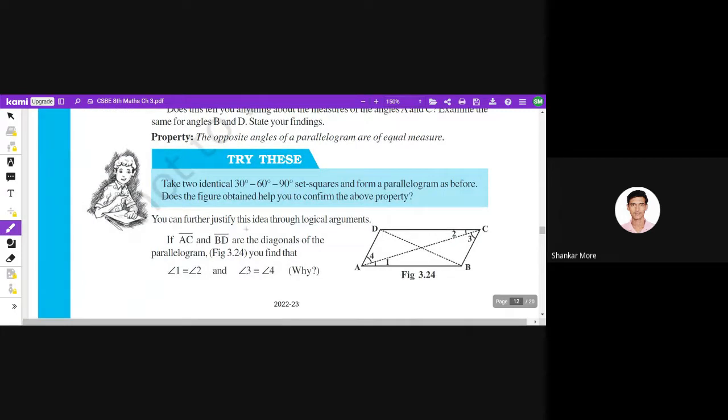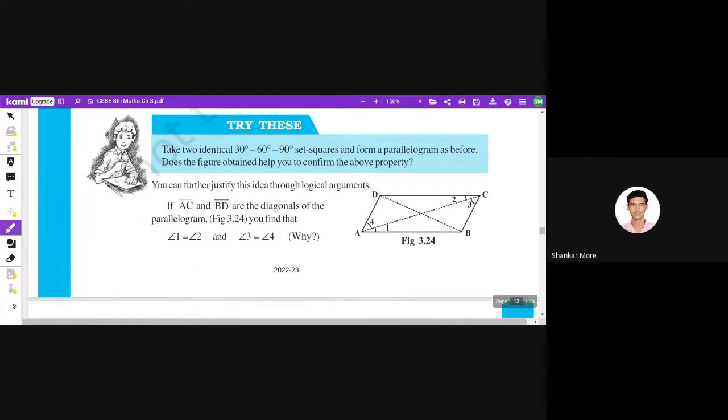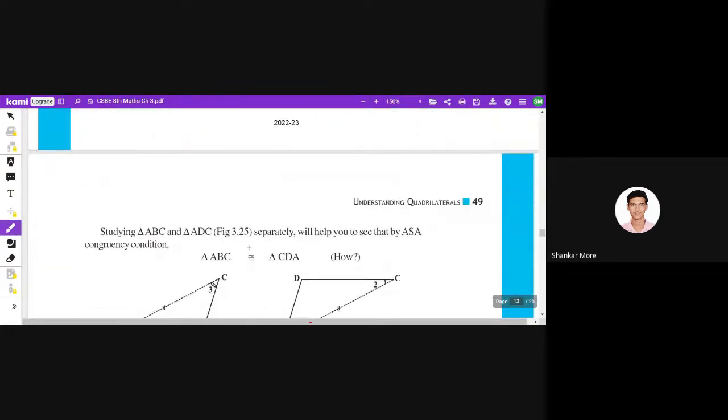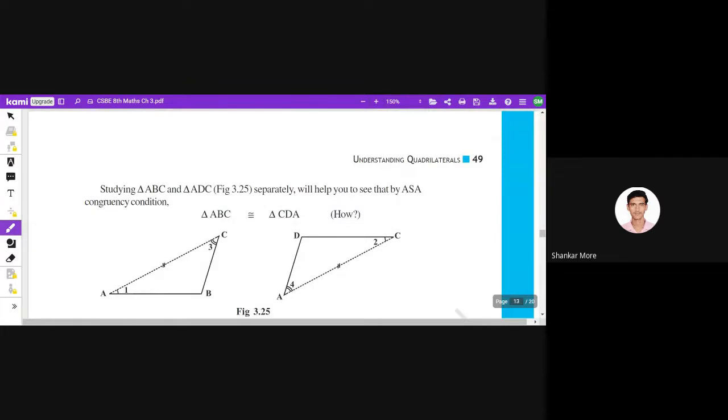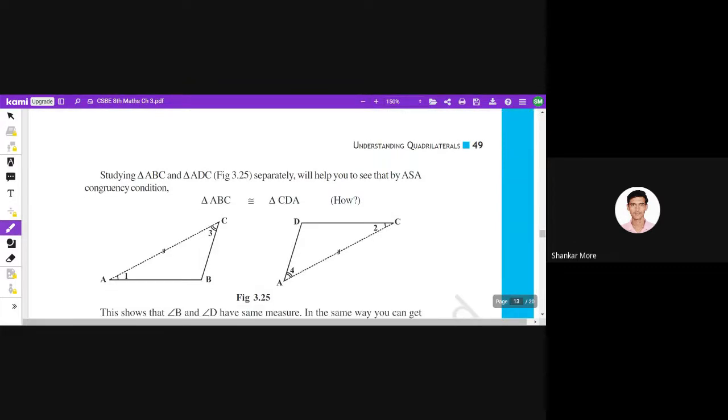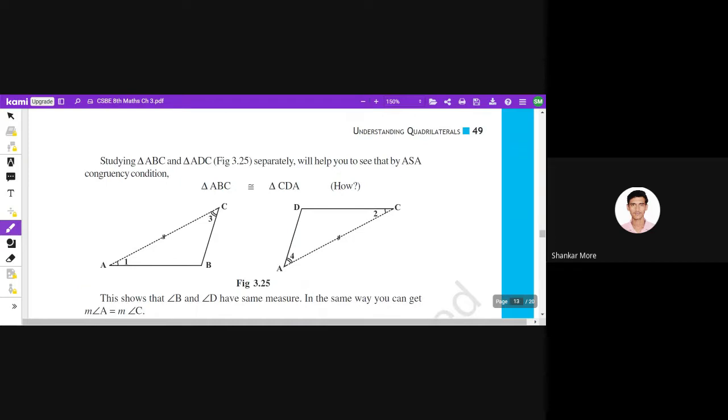Now you can further justify this idea through logical arguments. So again हमें क्या करना है? Similarly, जो पिछले प्रॉपर्टी में हमने एक कंसेप्ट लिया था कि दो पैरेलल लाइंस को एक लाइन कट करे, and then we are having pairs of equal angles, like angle 2 and angle 1 were equal, angle 3 and angle 4 these two angles are equal, right? So studying ABC and DAC separately will help you to see ASA. So again a similar proof, मतलब यहाँ पे भी ASA ही प्रूफ किया है, and we also used ASA in the last example as well.